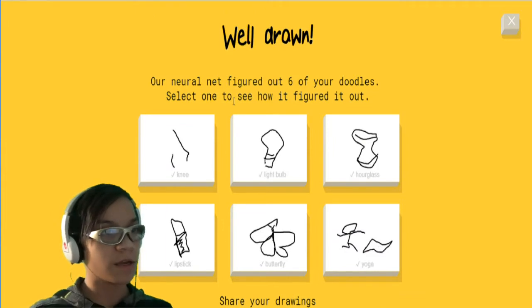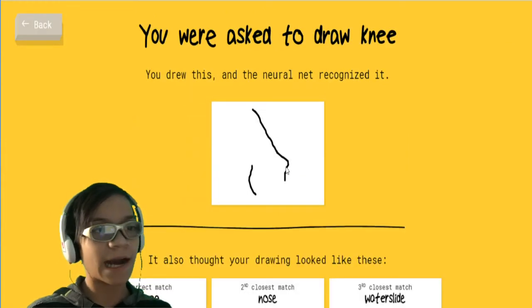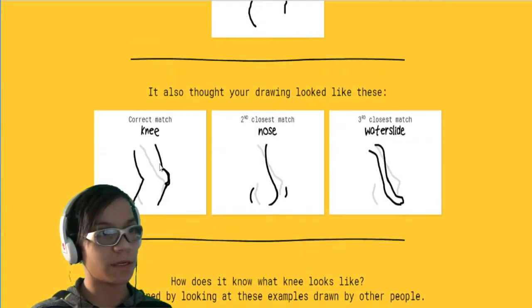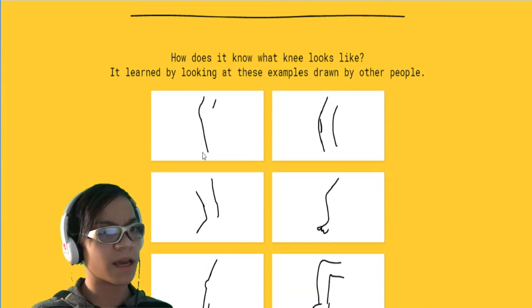Okay, so there's a knee. How did it get knee? I wasn't even done yet. All right, let's see what other people did. So it obviously got... Oh, that's what it saw. That's what it had in mind, and that's what I drew. So I get it. Second closest was a nose. I get that. Or a water slide. Nah, that one sucks. Yeah, okay, that's why.